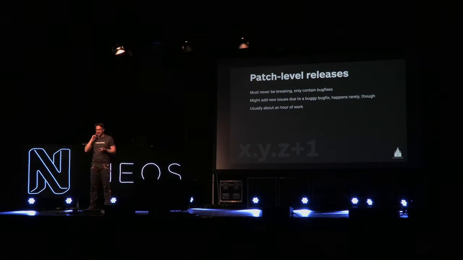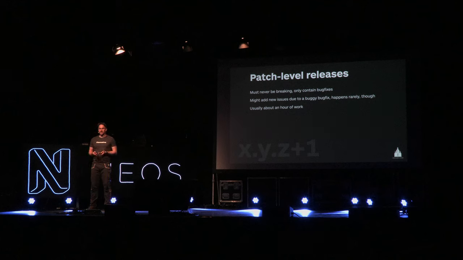We have three types of releases in the semantic versioning world, as you probably know. Patch level releases, these are the easiest. They must, by definition, not be breaking. And I'd say, I don't know, 98% of the time they are not breaking. Sometimes, whatever, we are all humans. We do make mistakes. So they only contain bug fixes, and updating to a new patch level release should really be a composer update. Okay, everything's fine. Deploy. That should be it.